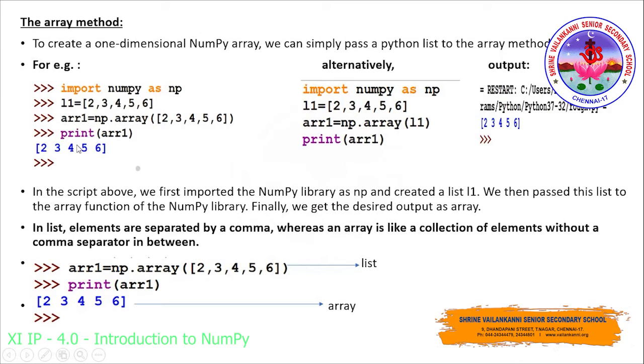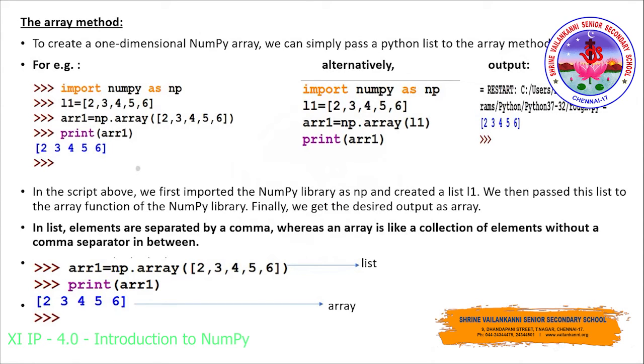And if I print using the print statement, print of array1, see what is happening here: 2, 3, 4, 5, 6 gets printed as such. Can you notice one major difference between this list and array? I have passed the list to the array method, and here it has been printed as an array. The main difference between array and list, if you consider, in a list, all the elements will be separated by commas, whereas in an array, the elements will not be separated by commas.